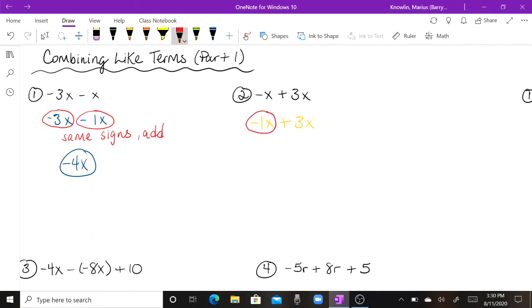This is a negative 1x. This is a positive 3x. So these are different signs. So different signs we subtract, and no matter what, you always keep the sign of the larger number. So when I subtract 3 and 1, I get 2. Okay, however, the larger number is 3, so my final answer has to be positive 2x. So you can write it with the plus, the positive sign, or you can write it without the positive sign.